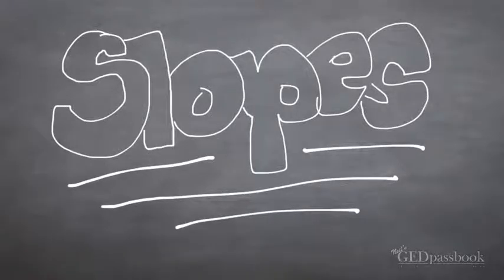So, my beautiful class, this right here is the definition of a slope. Hear it. Slope is the measurement of the steepness of a line. Steepness of a line.